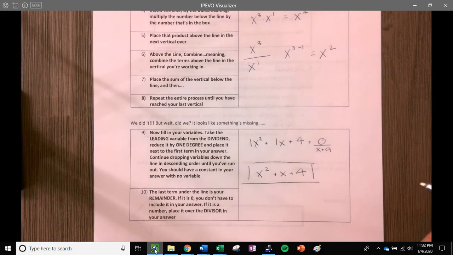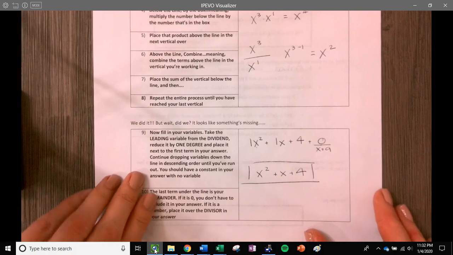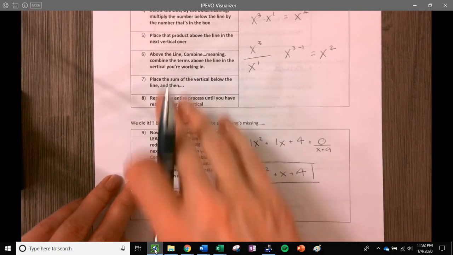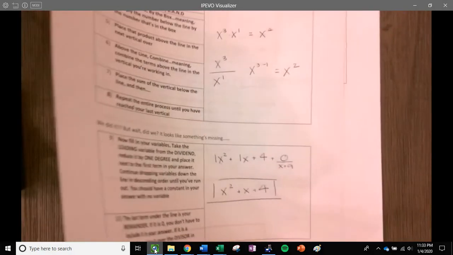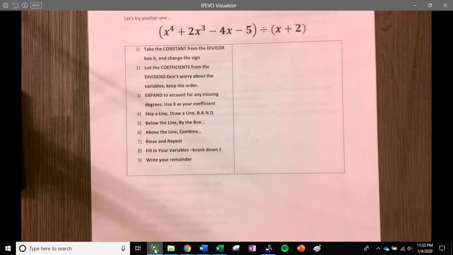We'll do another example that I think has a remainder, so that'll make it a little more clear. All right. Pause this video and rewatch it, or take a minute to read through these steps if you need a little extra practice. We're going to go on to this next example.